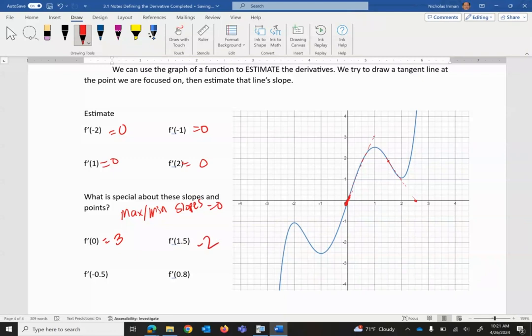All right, at -0.5, that's here. If I follow my equation up, I'd probably say that's pretty close in line with this one here. I'd probably agree that that's still maybe 3. At 0.8, so 1, 2, 3, 4. So that's here. That one's a little bit shallower.